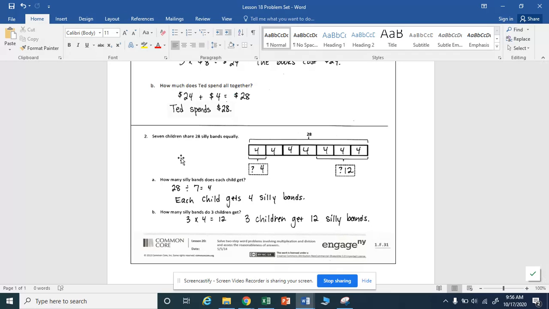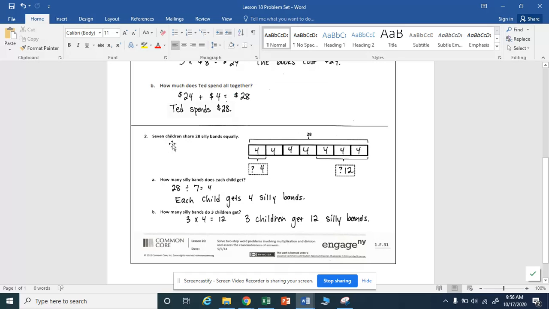Okay. Problem 2 says 7 children share 28 silly bands equally. Well, what do we know? We know there are 7 total children, and we know that we're going to give each child silly bands. We don't know how many silly bands. That is that unknown. And then it says how many silly bands do 3 children get. So we're going to have to change up in just a minute.